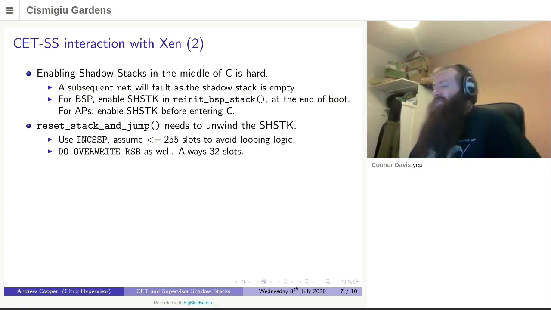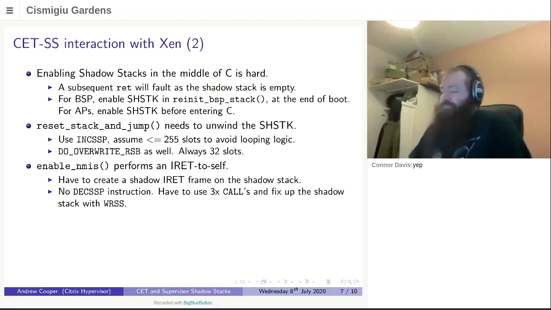There's a separate bit of logic that does a similar thing. Speculative mitigation for Spectre RSB is to execute 32 call instructions to prevent an attacker's poisoned values from being followed under speculation. That needed fixing up as well, but it's trivial. It's always 32 slots. It's quite easy.